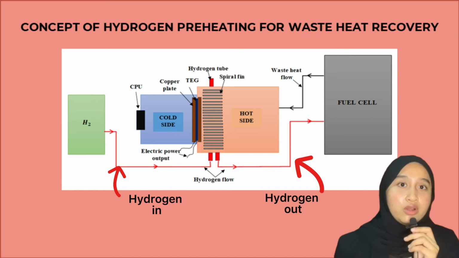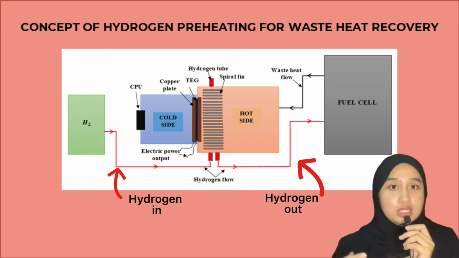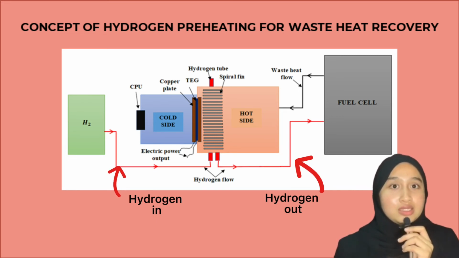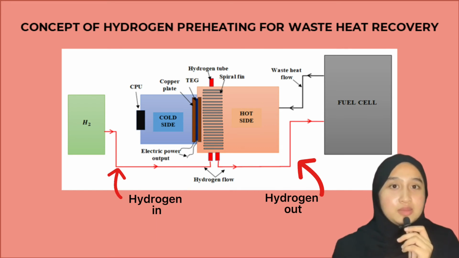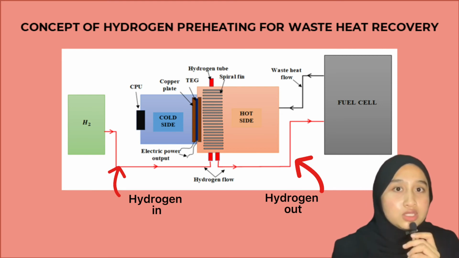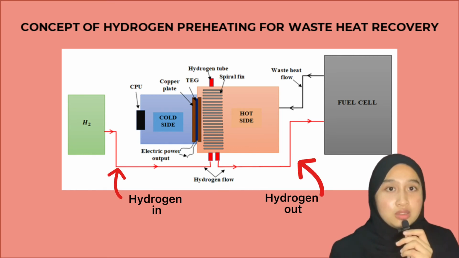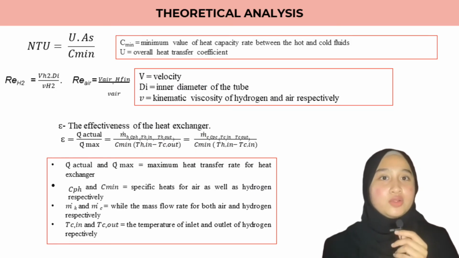The hot air will not only act to preheat the hydrogen, but at the same time to increase the temperature of the TEG at the hot side. The copper plate was placed in front of the TEG at both sides to increase the heat transfer rate of both sides. The CPU will be a medium to lower the temperature at the cold side of the TEG. In order to generate electricity from the TEG, the temperature difference between both sides needs to be as high as possible. This is the theoretical analysis where the calculation was made.